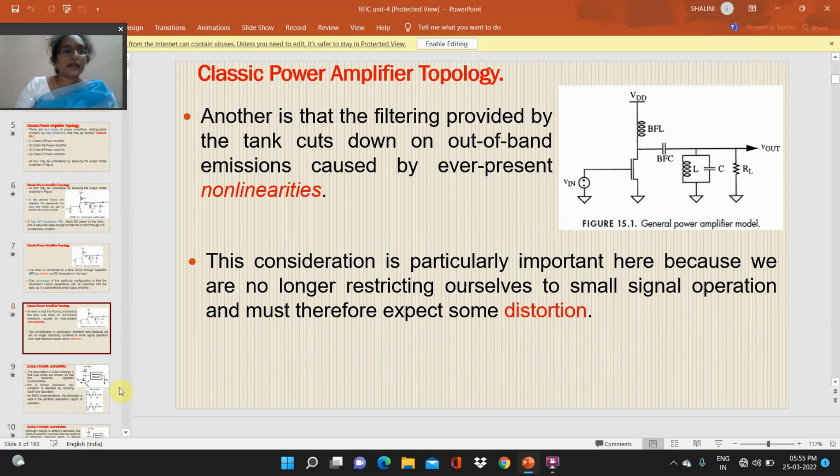Another advantage is that the filtering provided by the tank cuts down on out of band emissions caused by ever present nonlinearities. This consideration is particularly important here because we are no longer restricting ourselves to small signal operation and must therefore expect some distortion.